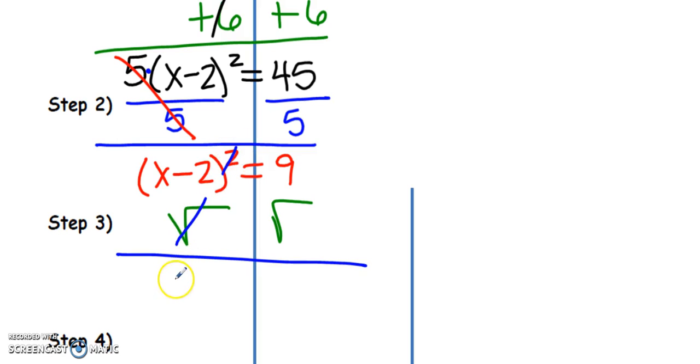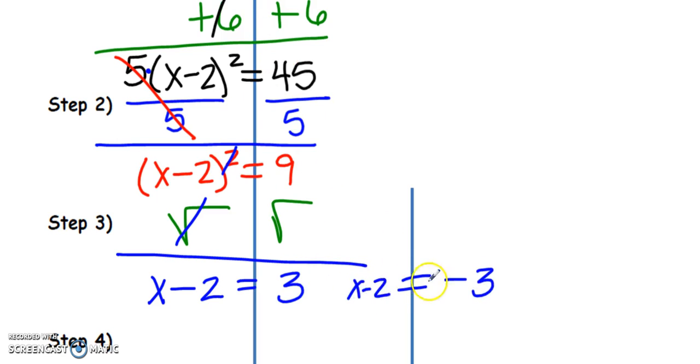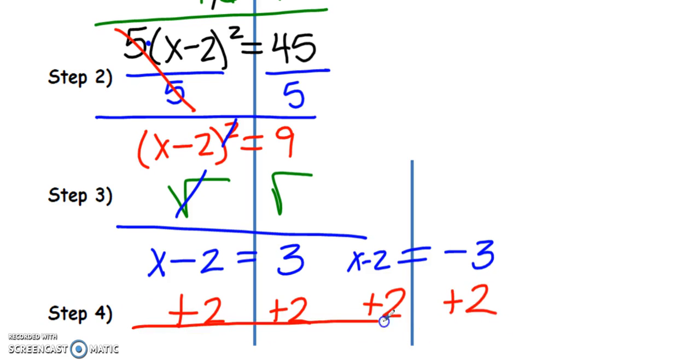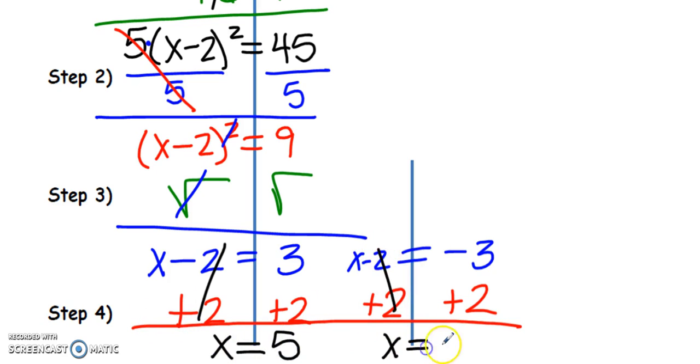The squared and the square root cancel on the left, so you have x minus 2 remaining, and on this side the square root of 9 is positive 3 or negative 3. So you could write the x minus 2 twice and have two separate t-charts, or you can just do it as one large t-chart. Last step would be to get rid of the minus 2, so we're going to add 2 to both sides of both t-charts. And the 2's cancel, so we have x equals 5 or x equals -1 for our final answers.